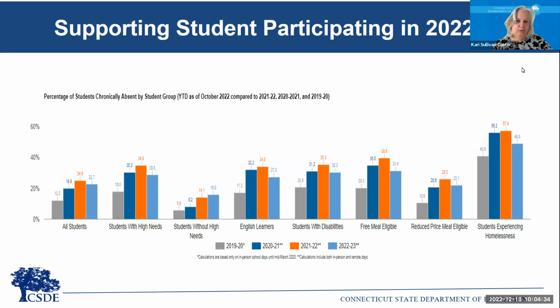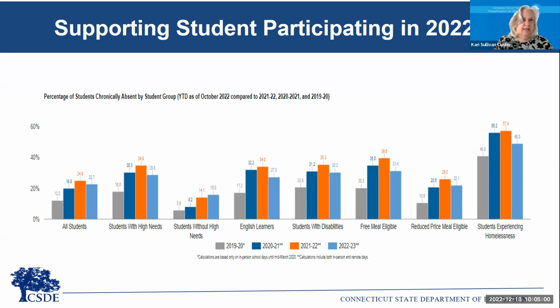This shows you all of the subgroups, or not all of them, subgroups of chronic absence based on October. The furthest blue column is our October data. And you'll see that we have gone down in chronic absence, which is great. And almost every subgroup is set for students without high needs. So they've gone up just a titch, 1 percentage point.